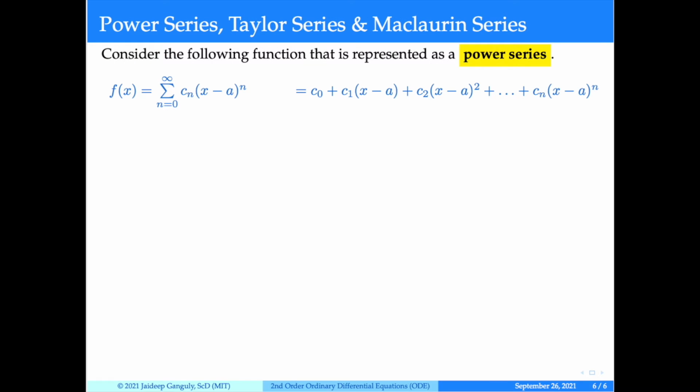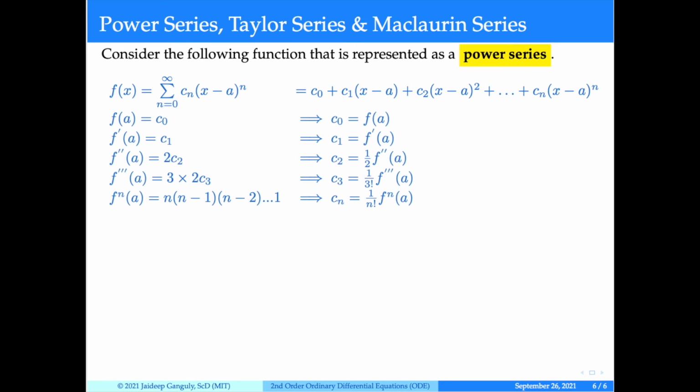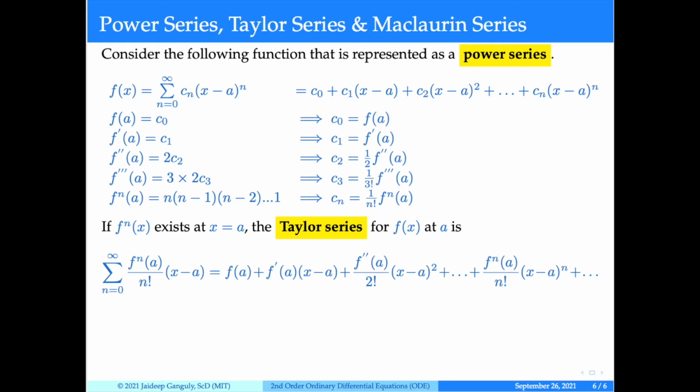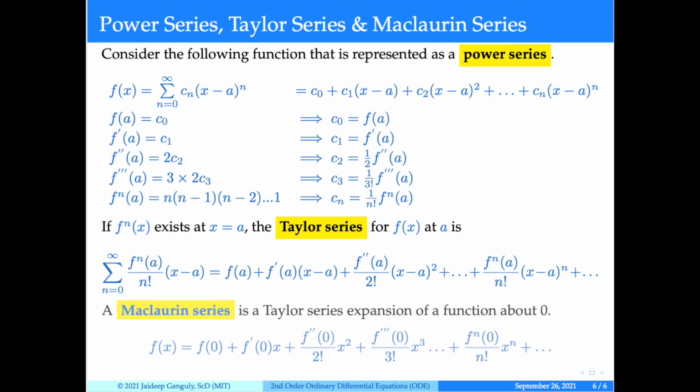We can expand a function as a power series about a. The coefficients of the power series can be easily expressed in terms of the function and its derivatives evaluated at a. Then the Taylor series can be expressed as shown here. The Maclaurin series is an expansion of the function about 0.